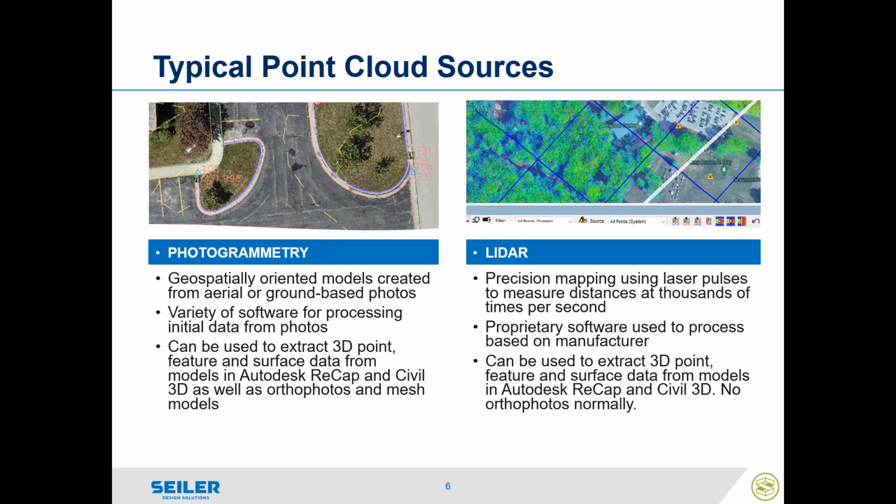LiDAR, on the other hand, is precision mapping using laser pulses to measure distances thousands of times a second. And it requires proprietary software to process based on manufacturer. But from that, you are also going to get a 3D point cloud in that same LAS or point cloud format that you would get from photogrammetry, but with slightly different results. We're going to be able to get some penetration through leaves and trees to the ground, things that we're not going to get from photogrammetry. Historically, though, one of the things you're not going to get from LiDAR is an orthomosaic photo. So you're not going to have that background photography. You will have to supplement that with additional photography.